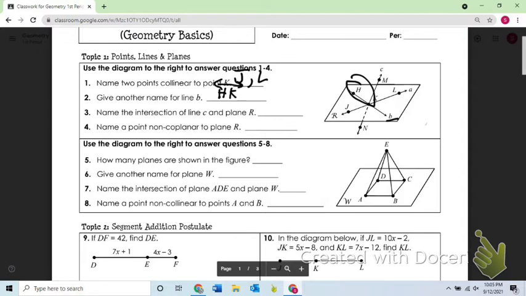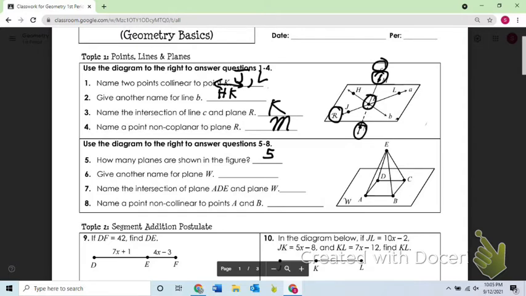The intersection of line C and plane R. Line C is that one that goes up and down. Plane R is the plane given. So they meet. If we were to backtrack along the line until we intersected plane R, we'd get point K. And then a non-coplanar point to plane R is either going to be M or N. I picked M, but N would be fine as well.